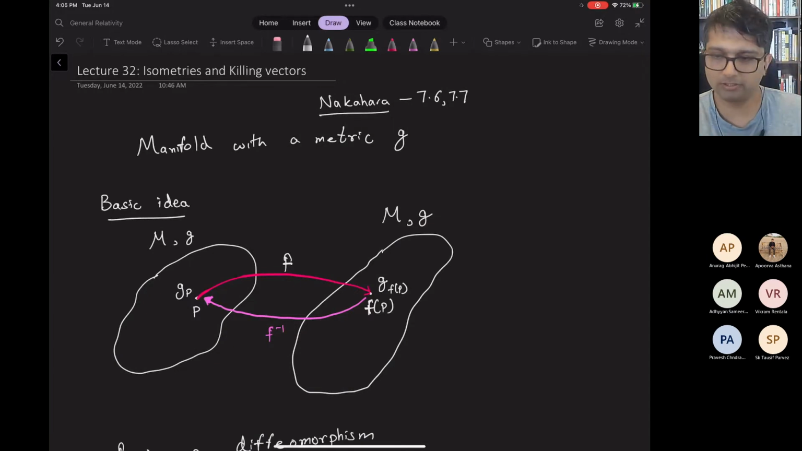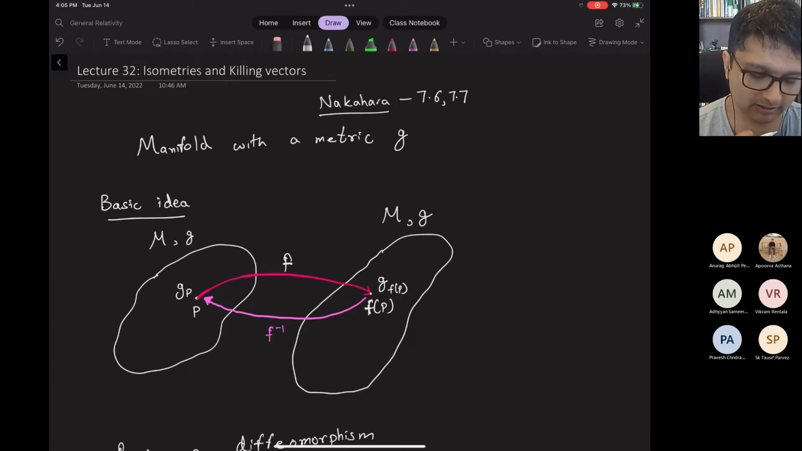Okay, so let's get started. Today we're going to talk about isometries and Killing vectors, and we'll utilize some of the ideas that we've developed so far, the ideas about diffeomorphisms and flows generated by vector fields. This is going to be based on Nakahara, sections 7.6 and 7.7.